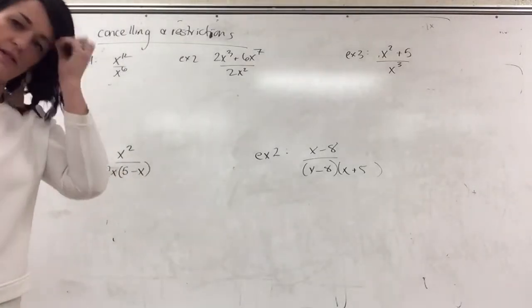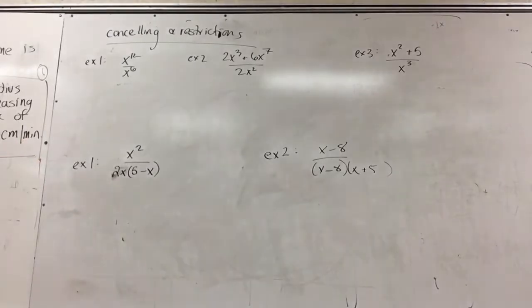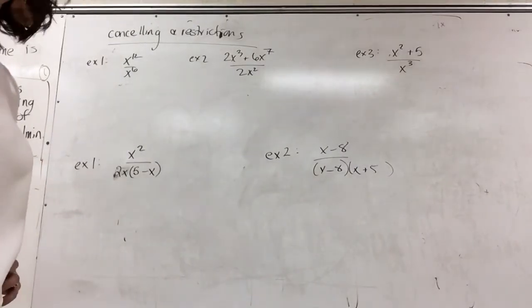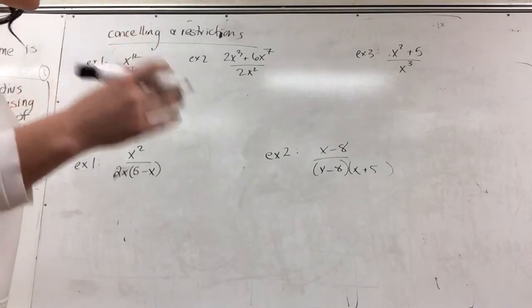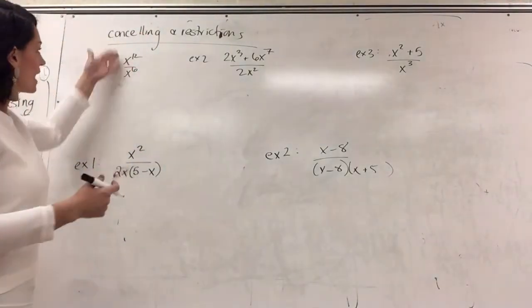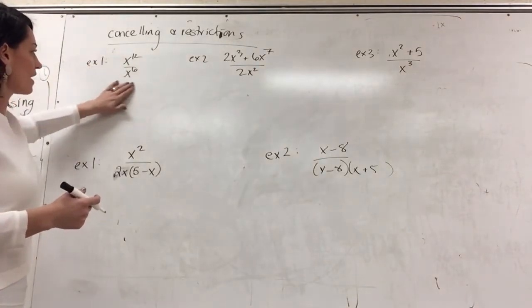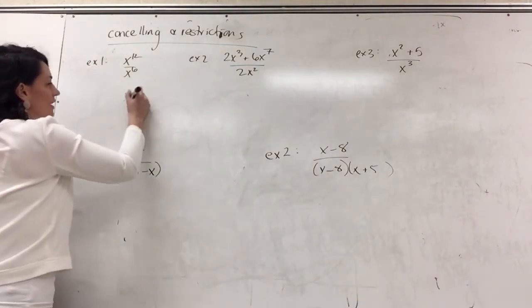Okay, today we are going to talk about canceling rational expressions as well as stating their restrictions. So basically, if you have something in common between the top and the bottom, it can be canceled. So if we look at this, this is very simple. x^12 divided by x^6 can be simplified to be x^6.